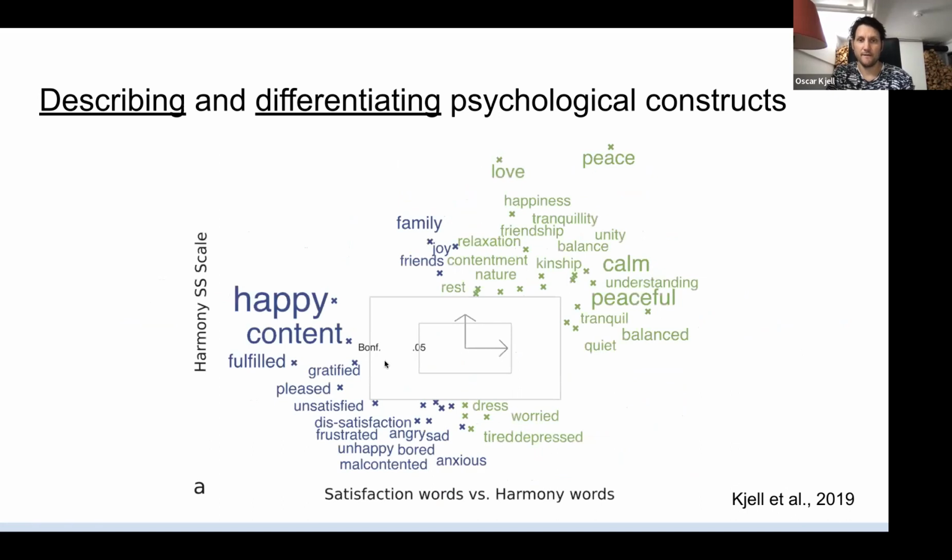And here is another plot where you can see, on the left side in blue, words that people actually use to describe their level of satisfaction with life, versus their level of harmony in life on the right side. And if they feel like they don't have either of them, you get words such as tired, depressed, worried, unhappy, and bored. Make sense?